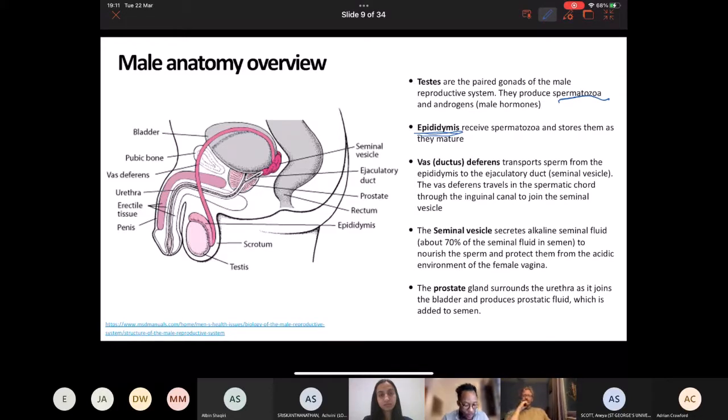Now, once they're matured, at the start of ejaculation, they're transported via the vas deferens from the epididymis to the ejaculatory duct, which is in the seminal vesicle just there. Then it goes via the prostate, where seminal fluid is made, and ejaculation occurs. So we've got the testes, the epididymis, the vas deferens, the seminal vesicle, which secretes this alkaline seminal fluid, and then the prostate gland, which surrounds the urethra.